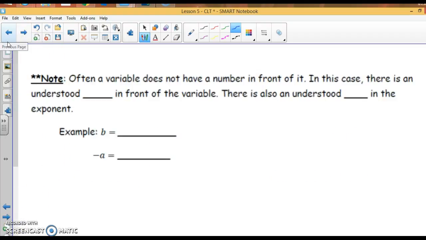Alright, often a variable does not have a number in front of it. In this case, there is understood to be a 1 in front of the variable, and there's also understood to be a 1 in the power, or the exponent. So, like b is really 1b to the first. That's what b is. Negative a is negative 1a to the first. But we don't write this 1 and this 1. It's just understood to be there.